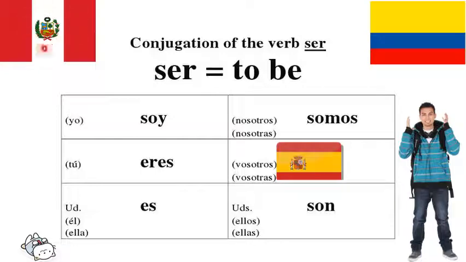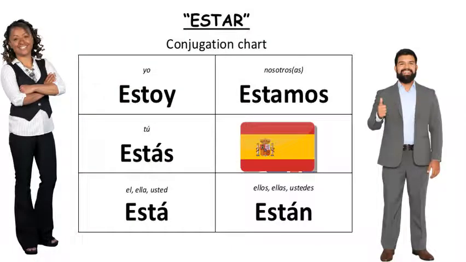By the way, these flags, this is the flag of Peru, right? The flag of Peru, huh? And the flag of Spain, the flag of Colombia, huh? All right, so once again, just for review, let's say the verb estar, right? El verbo estar con las conjugaciones. Piensen bien. Yo estoy. Tú estás. Él, ella o usted está. Nosotros estamos. Ellos, ellas or ustedes están.